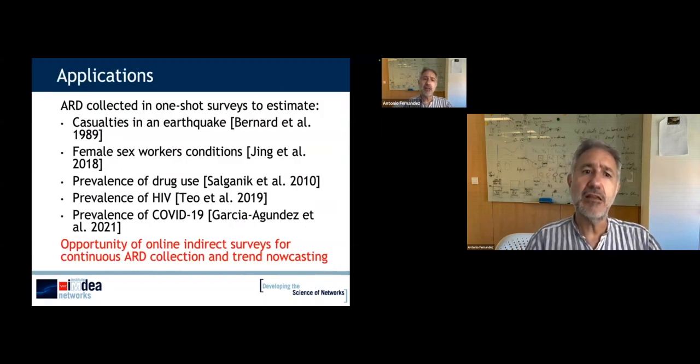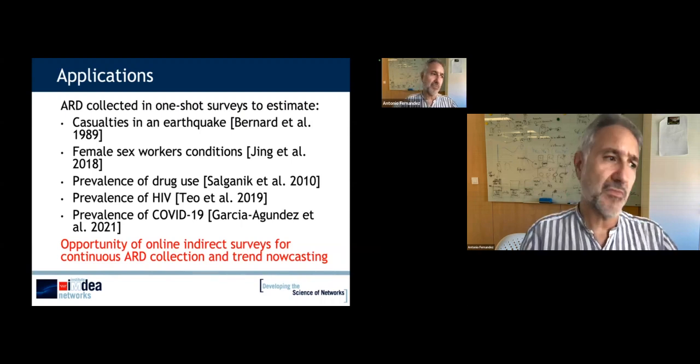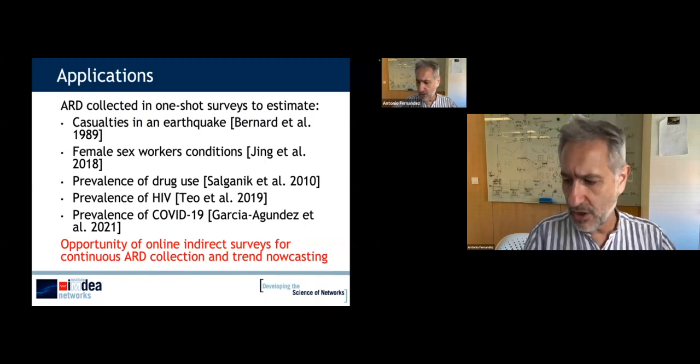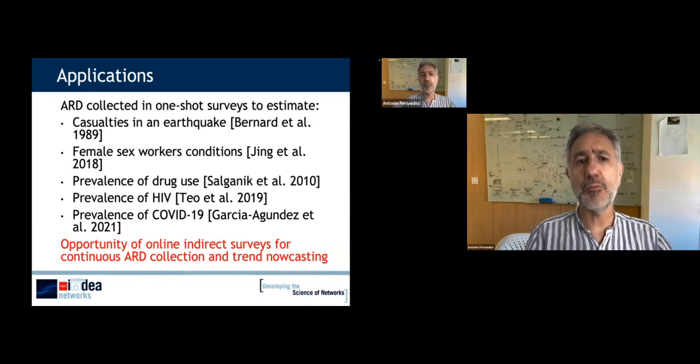So these techniques, ARD and NSUM, have been used already for more than 30 years. In fact, there is a paper that was published 2 years ago with that title, the 30 years of the NSUM method. It started being used to estimate fatalities or casualties in an earthquake in Mexico City. But it's usually quite useful in environments in which it is hard to reach the population that you are trying to estimate, you are trying to sample. So for instance, female sex workers, prevalence of drug abuse, prevalence of HIV, or prevalence of COVID-19.